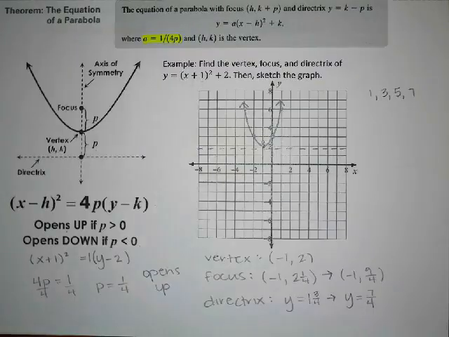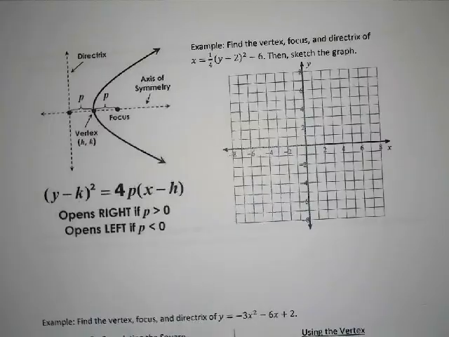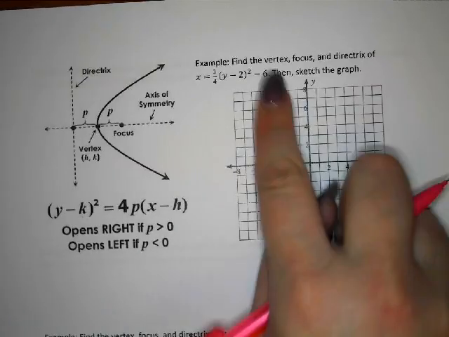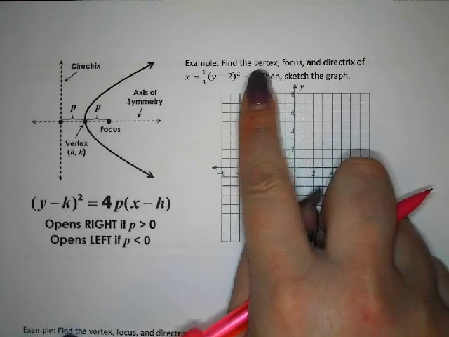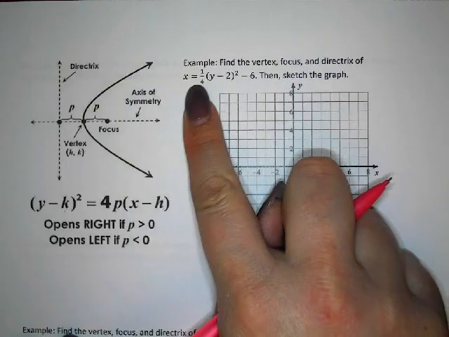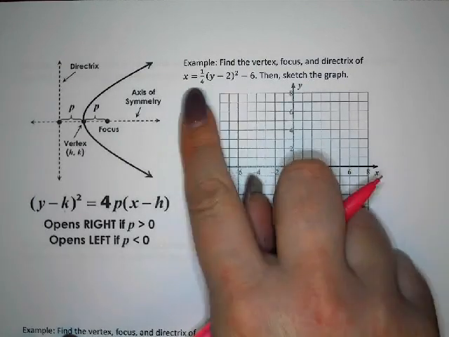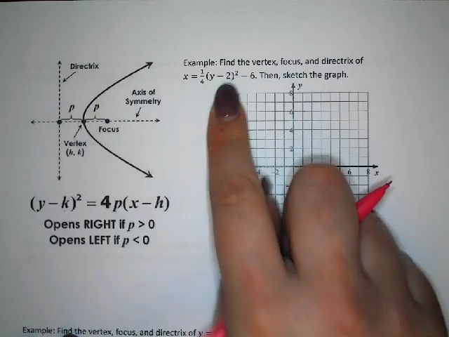All right, let's go ahead and do this again. So here it says find the vertex, focus, and directrix of this equation. It gave it to us again in that kind of vertex form, but this time the x and the y are traded, which means that this is going to be a sideways parabola.